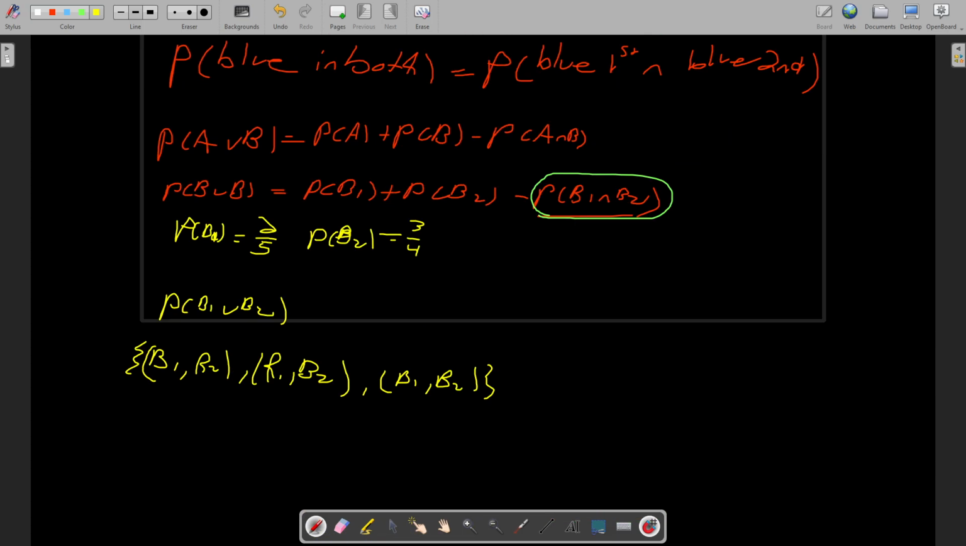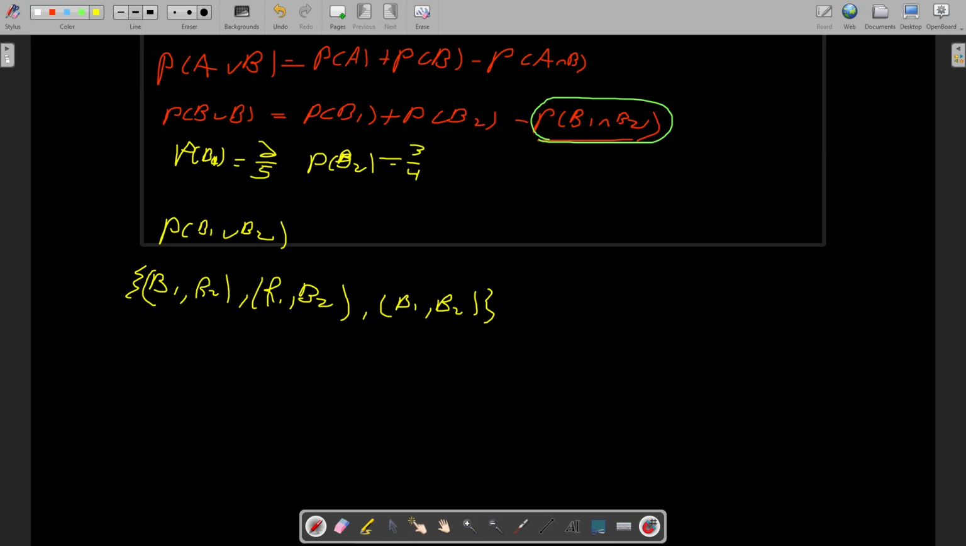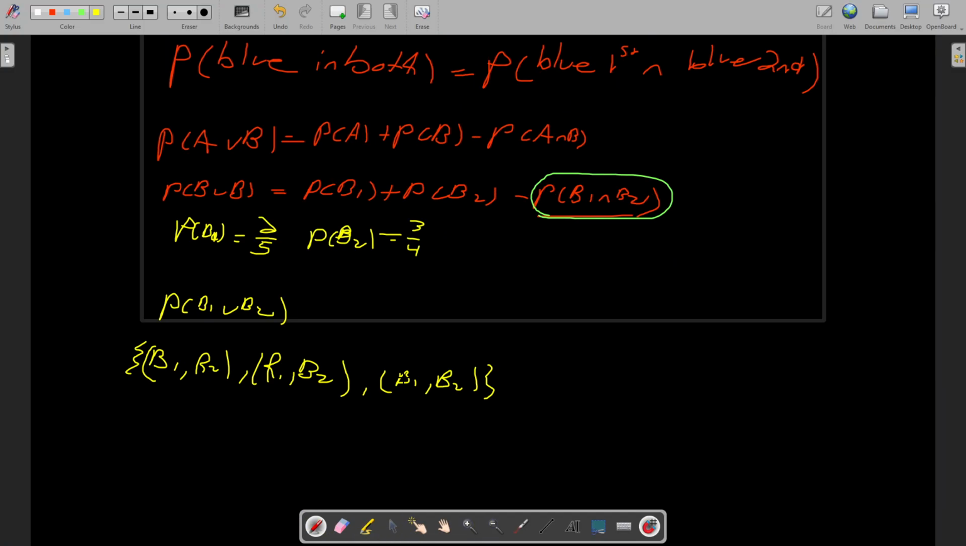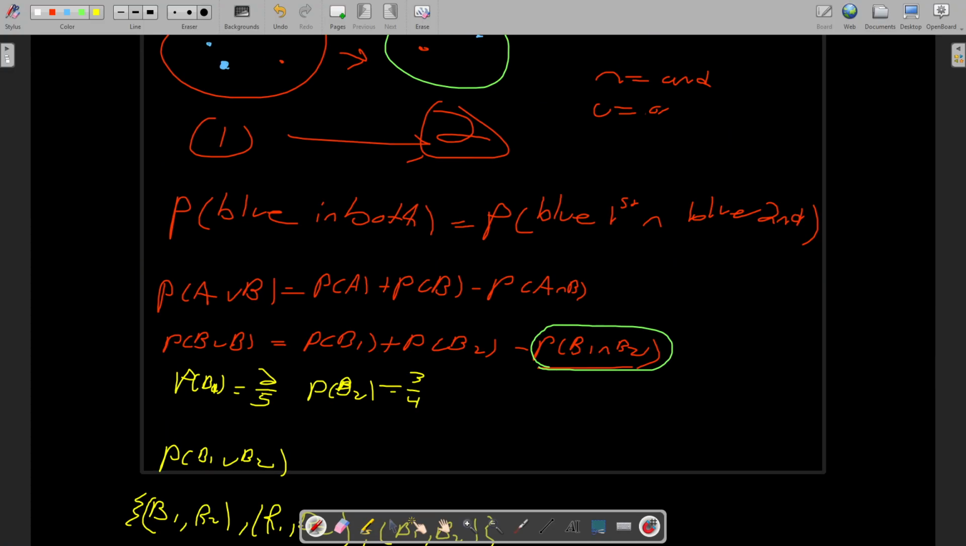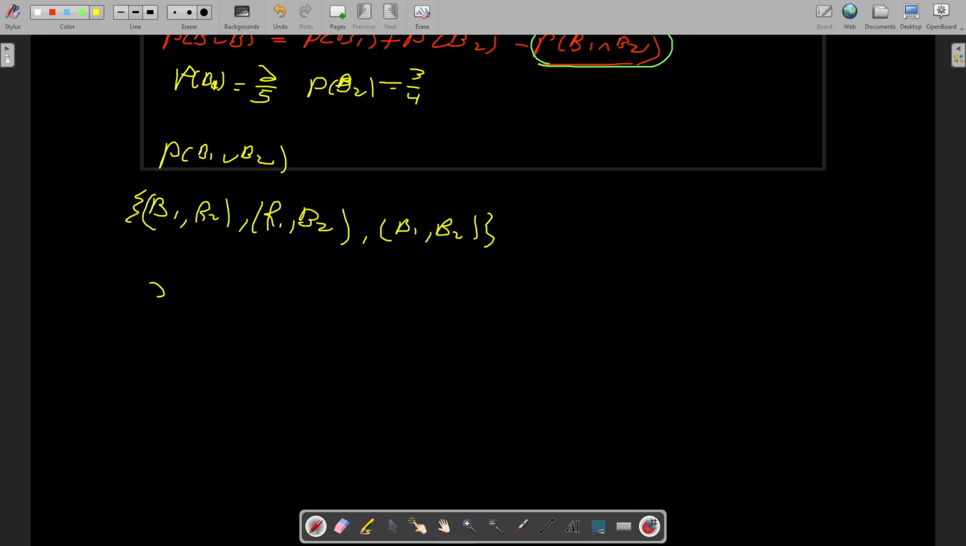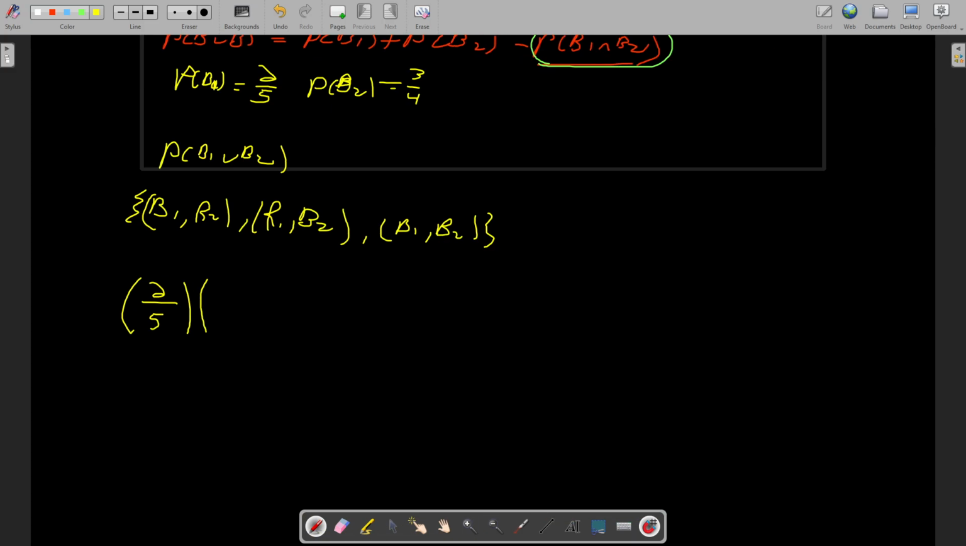But this is useful if you have the and. So let's just calculate the and right now, just so we can kind of skip this method, but I'm still going to explain it, right? So the and, well, how do we do this? Well, we draw from the first one, so we know that that's 2/5, right? There's a 2/5 chance we get a blue. And then we draw from the second one, and that's a 3/4 chance we get a blue.